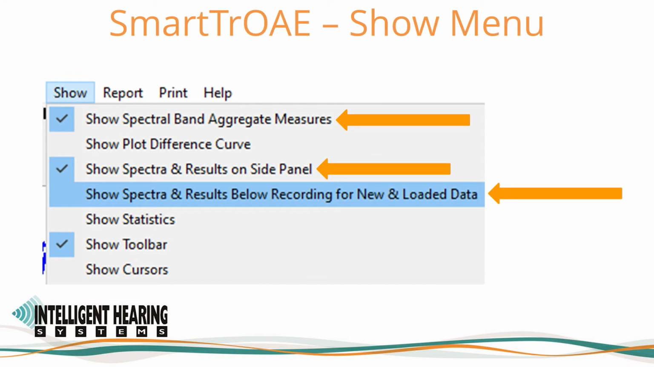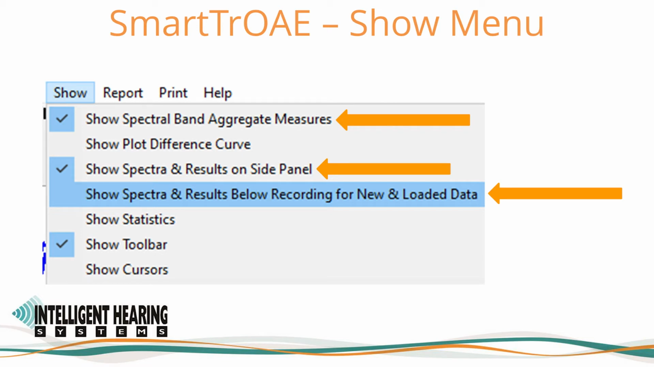In the SmartTrOAE software's Show menu, we have added three new options. The first one is Show Spectral Band Aggregate Measures. When active, the FFT information table will show aggregate values for the response and noise levels over a half-octave band. When inactive, the values correspond to a single FFT band. The current measure is indicated on the recording table. This option is automatically saved, and the software will load the last selection when opening.